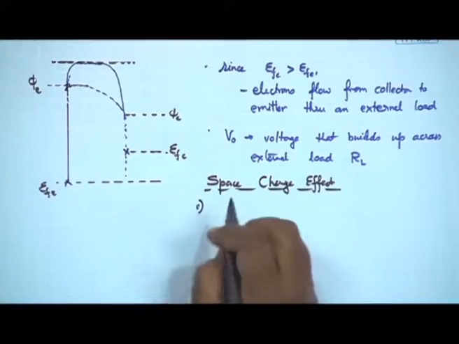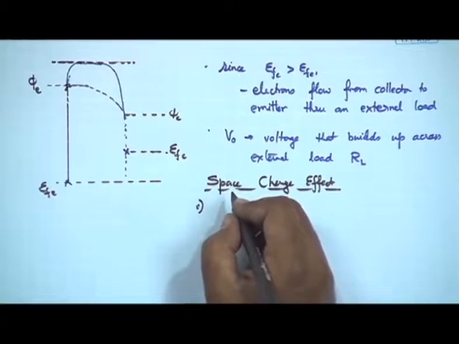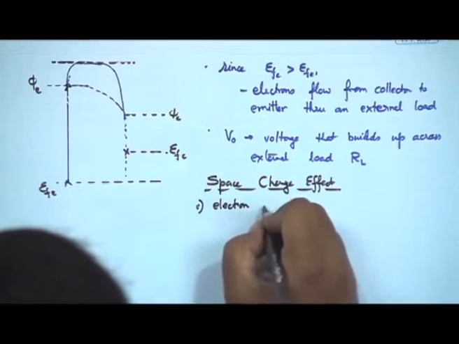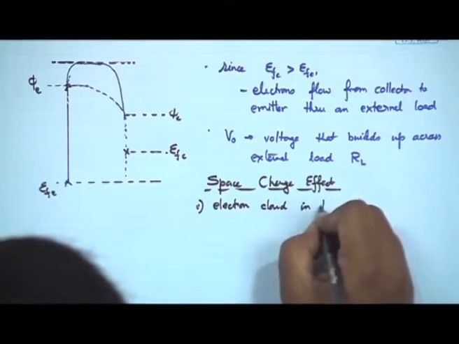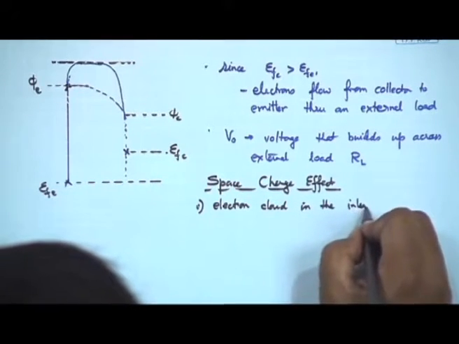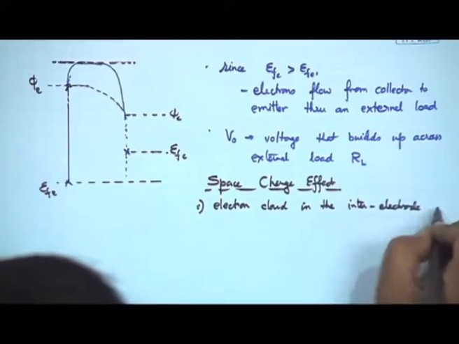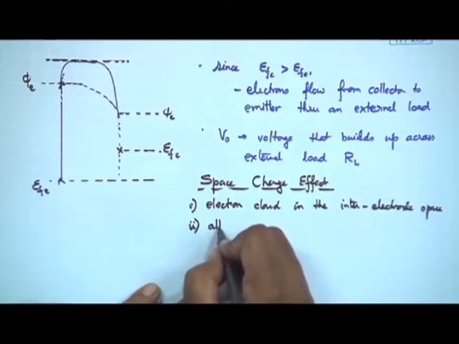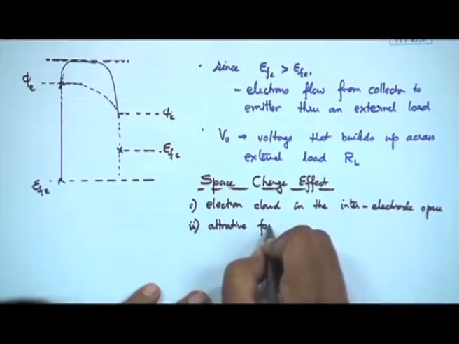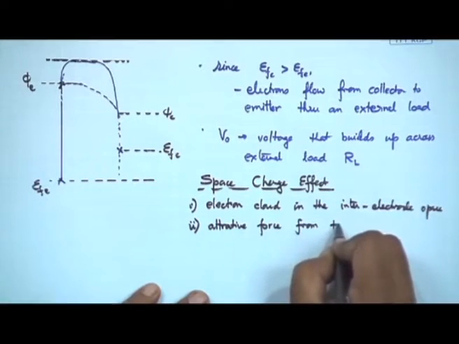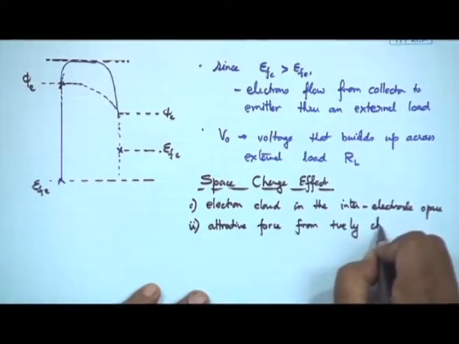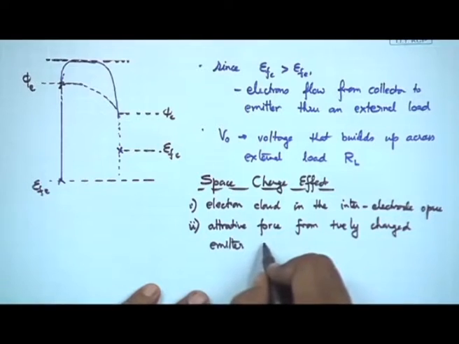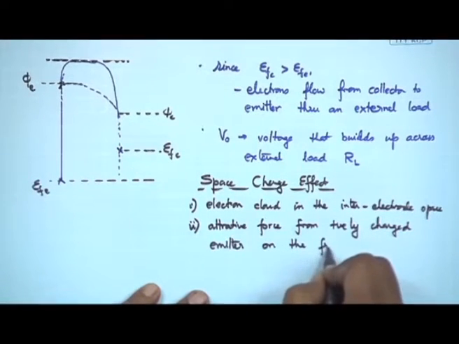What is it? Number 1, the electron cloud in the inter-electrode space, and number 2, attractive force from positively charged emitter on the free electrons.